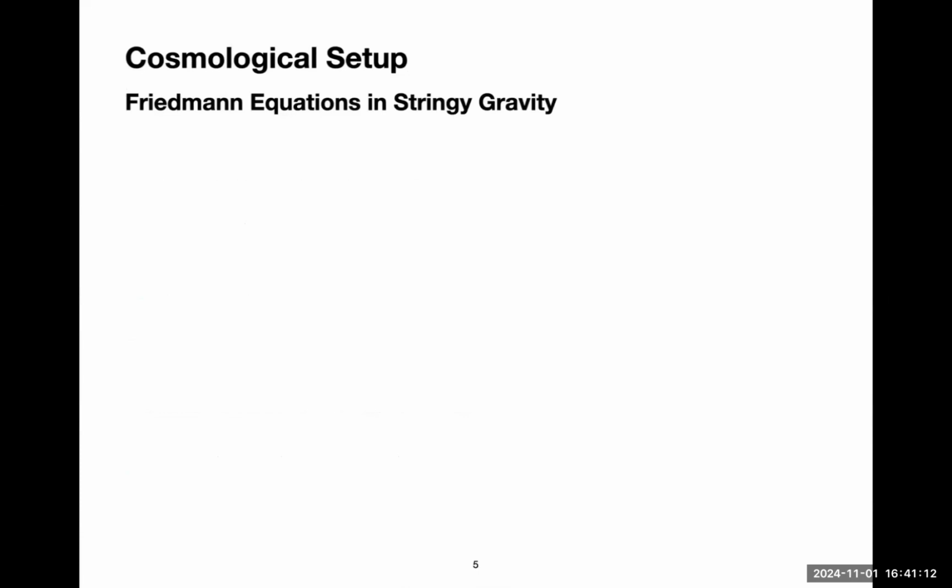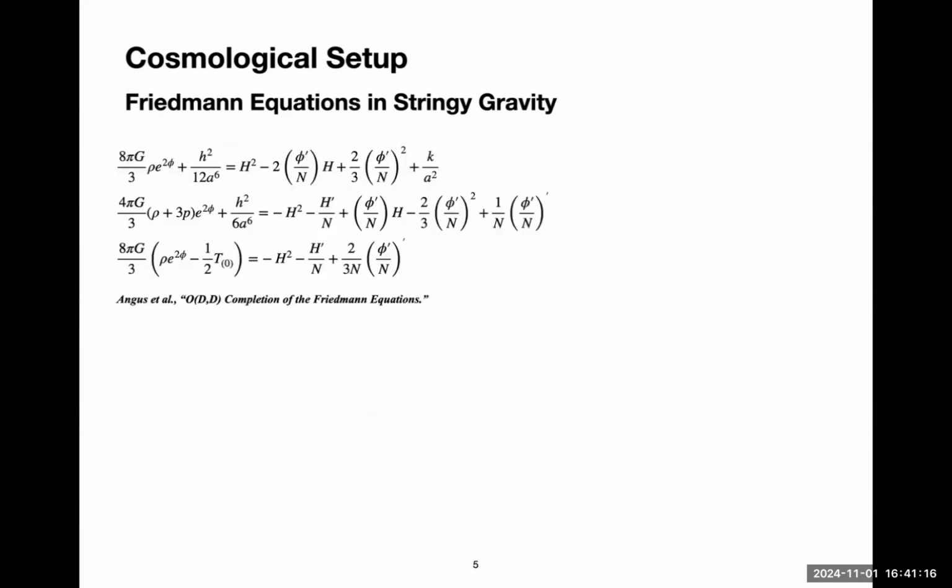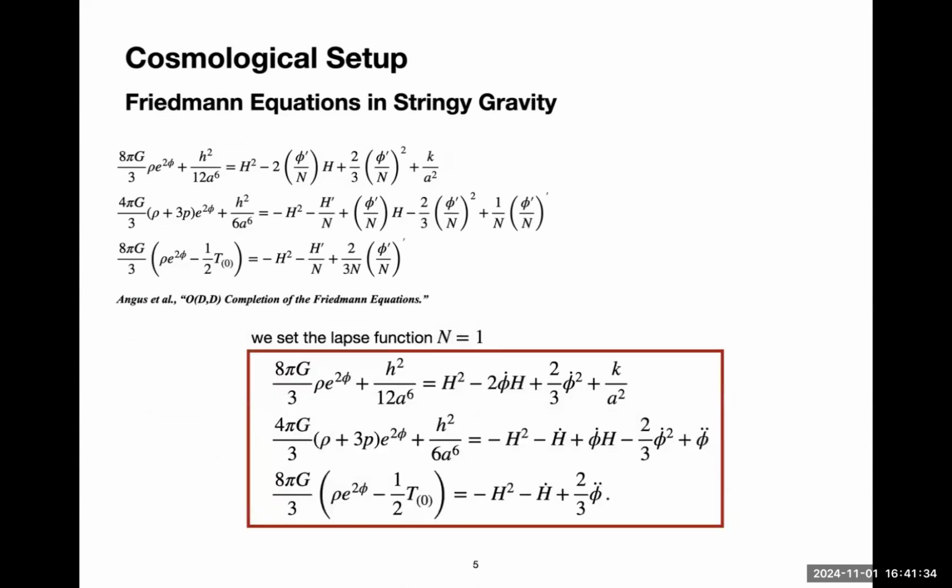So the cosmological setup we take at the first step was to take the ODD complete Friedmann equation from the work of Angus et al. Here we see the flux contribution, the energy density, and the dilaton. As a first step, what we did was to fix the lapse function to 1, and the equations simplified a little bit more.